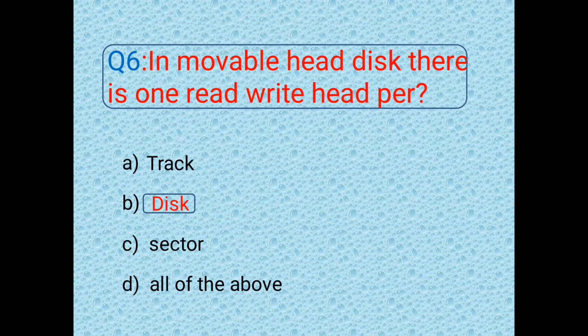Question number 6. In a movable head disk, there is one read write head for: A. track, B. disk, C. sector, D. all of the above. So in a movable head disk, there is only one read write head per disk. So the correct option is B, disk. So what is a movable head disk? A movable head disk is that disk which can be rotated, which can be moved around an axis.